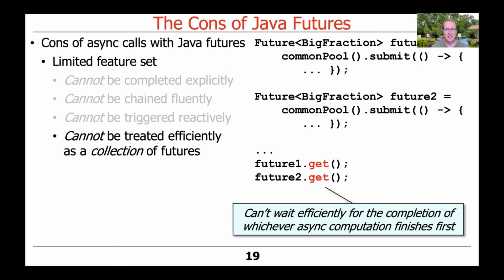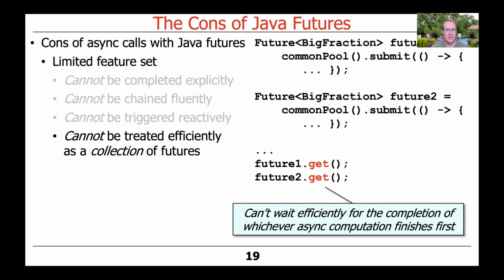So here's how this turns out to be a problem in practice. Imagine that we go ahead and start up a couple of different futures. So here we're going to have future 1. We're going to submit some computation with the common fork join pool. Then we also, in parallel, submit another computation to run in the common fork join pool. So now we have future 1 and we have future 2. We can't easily write code that says, I don't care which one finishes first. I want the first result.